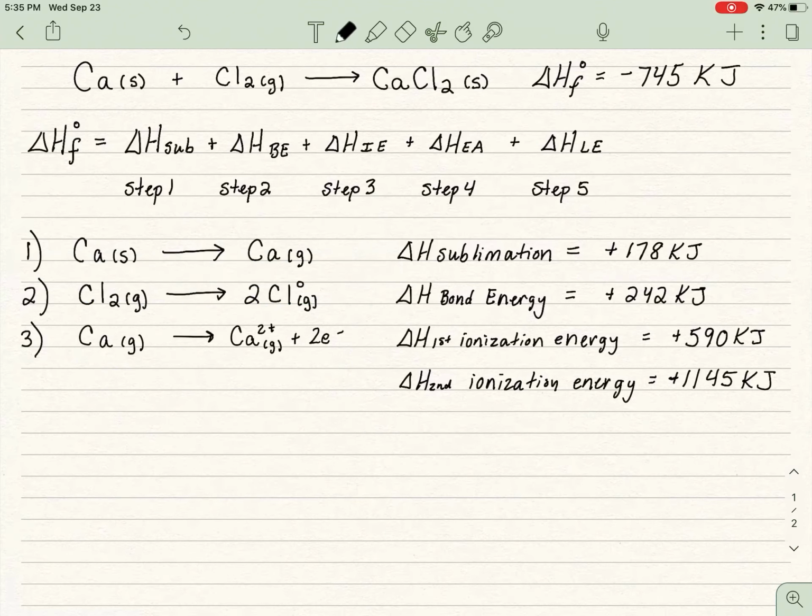Okay, now moving on to step 4, I'm going to try to again make sure I don't make any mistakes here. So we're going to take our 2 chlorine atoms that are gaseous to gain an electron each, so both electrons 2 total, so that they both become, or 2 moles of it, you could say 2 moles of it become chloride ions in the gaseous form, okay? So that is our enthalpy of electron affinity.